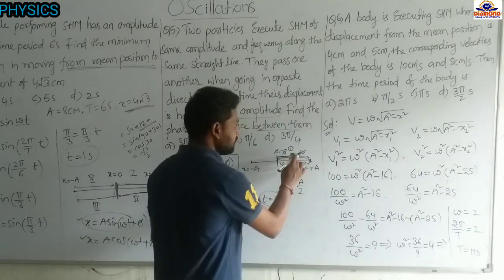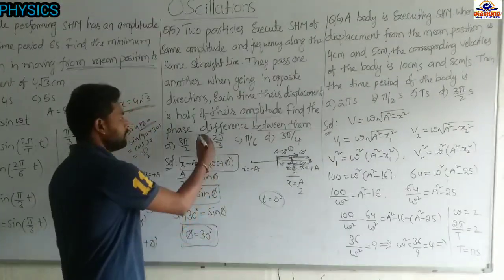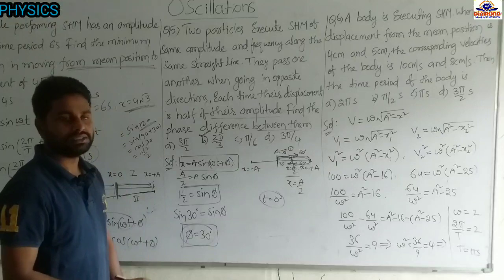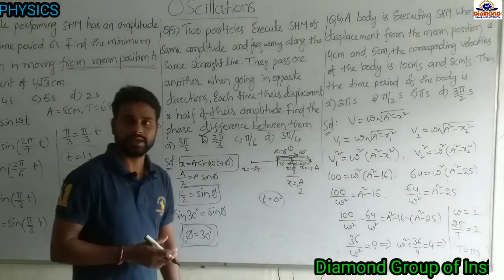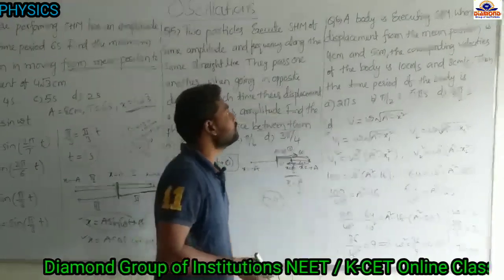Now the phase difference they are asking, from here to here what is the phase difference? 60 plus 60, 120 degrees, 2 pi by 3. In this way we can get it very easily. Some students may get confused in the phase diagram, but here we will get it very easily. Remember this one. Okay, next see the next question.